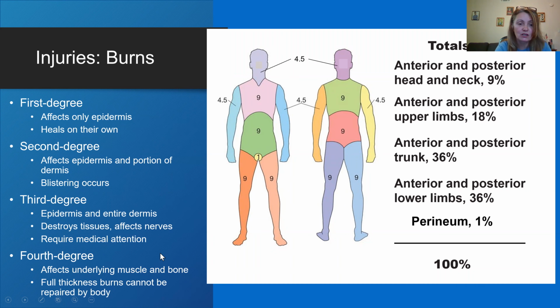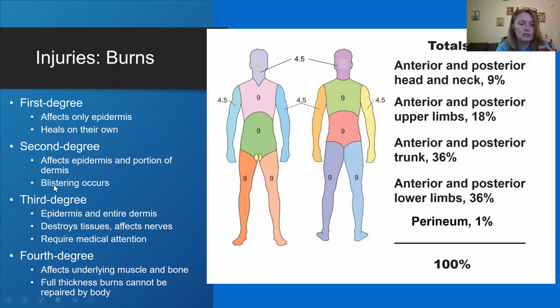that are damaged. And full thickness burns cannot be repaired by the body. So that will require a skin graft, all right, and of course medical attention. So that's the different degrees of burns.